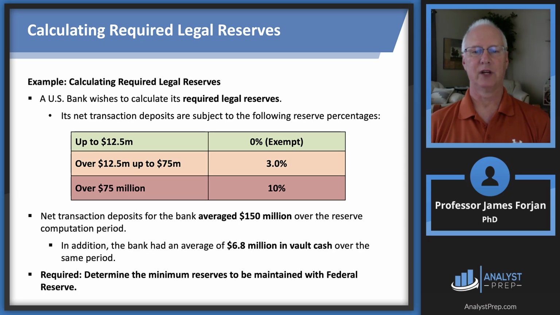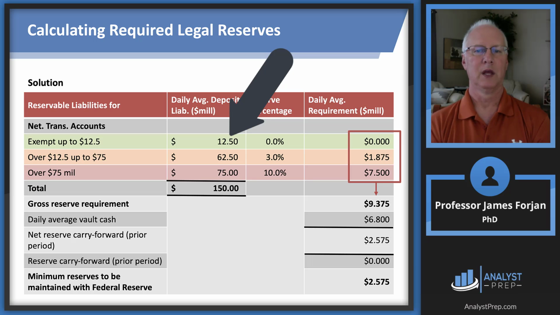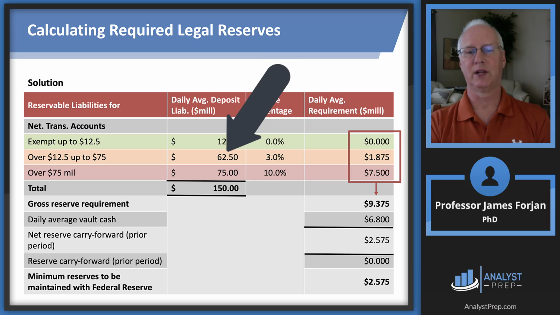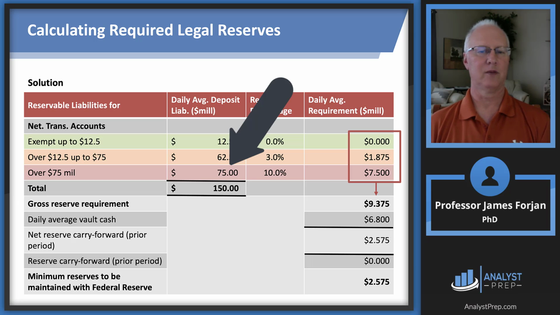Net transaction deposits averaged 150 million over that computation period. Average of 6.8 in vault cash. So let's go ahead and determine the minimum reserves to be maintained at the Fed. So here's a nice clear table. So we've got the 1250 in that second column, and then the next 6250, right, to get us up to 75, and then the next 75, that gets up to the 150.